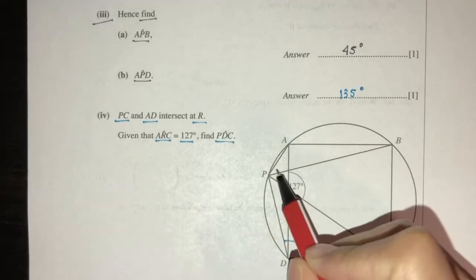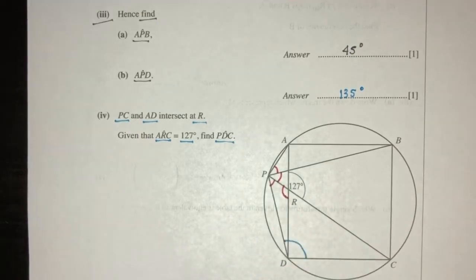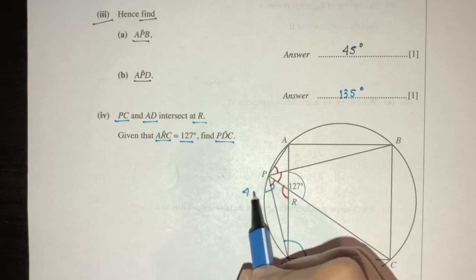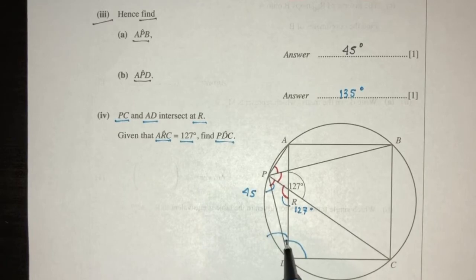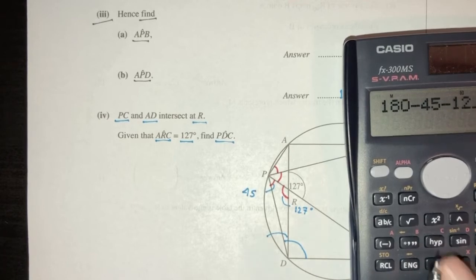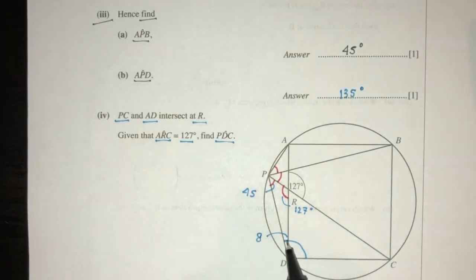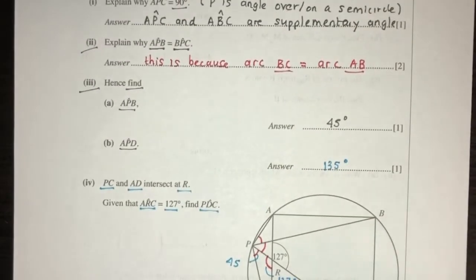Now we know this is 45, 45 and 45. So we know this value is 45 and this is 127. So what is this angle? This will be your third angle of the triangle. So 180 minus 45 minus 127, that will be 8 for the small one. Now we have to find this big one. This big one is just the right angle of the square. So this angle here will be 90 plus 8, that will be 98 for your angle. Okay, so that should be everything. That will be question number 7.